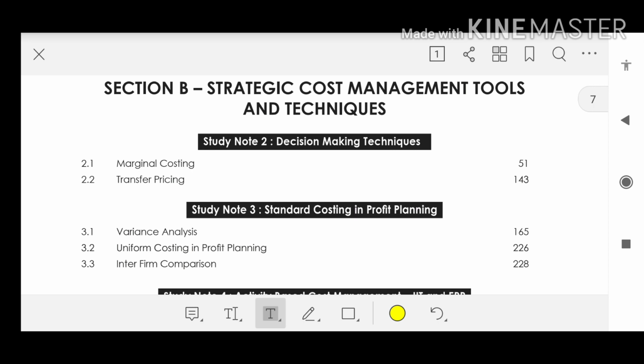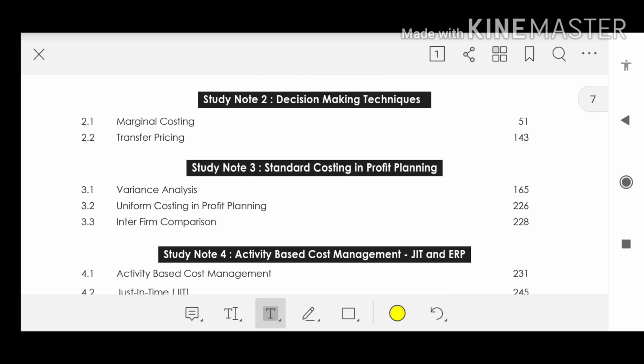CMA's. Welcome to Learn Costing, and here I will teach you the illustration sums under each chapter from the CMA study material, that is CMA Final Cost Strategic Cost Management and Decision Making. First, here I am going to start with marginal costing sums, and let us start now.